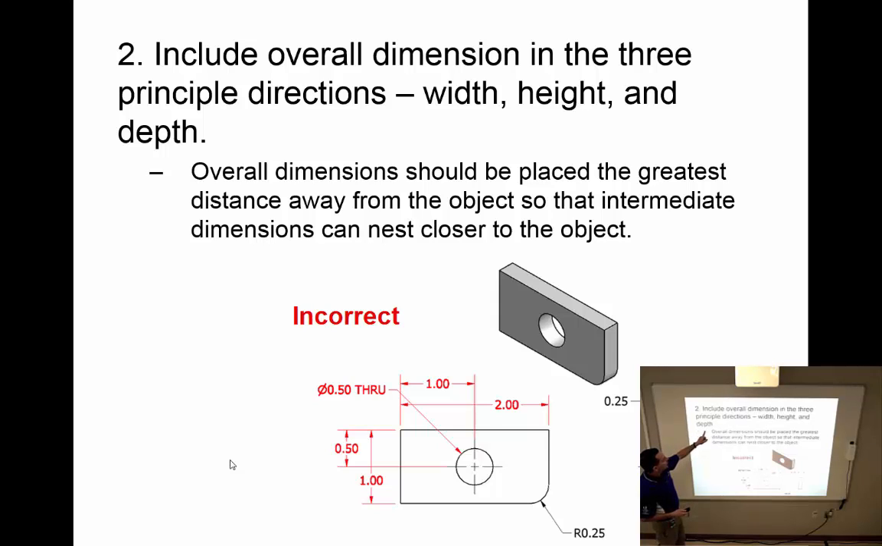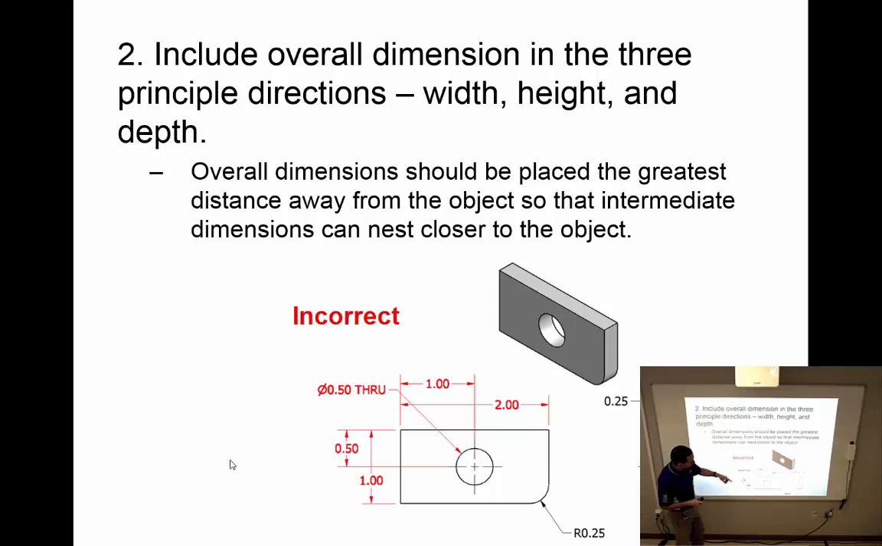Number two, include overall dimensions in the 3 principal directions, which would be height, width, and depth. So we have to include at a minimum the overall dimensions on our drawings, height, width, and depth. The overall dimensions should be placed the greatest distance away from the object so that the intermediate dimensions can nest closer to the object.